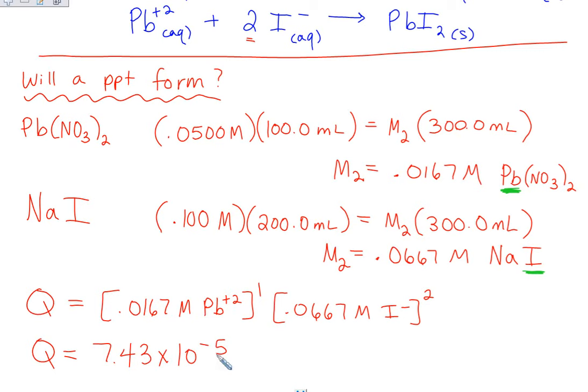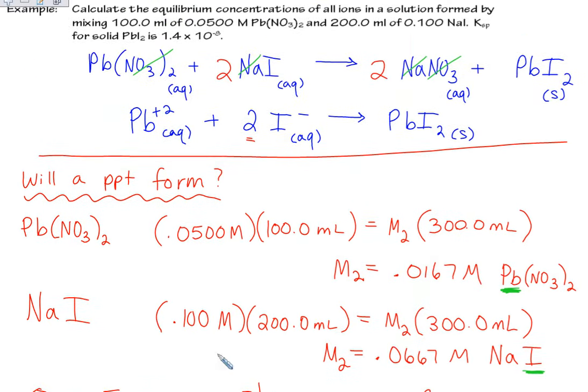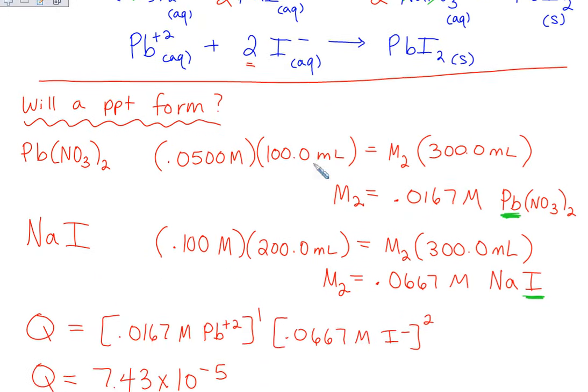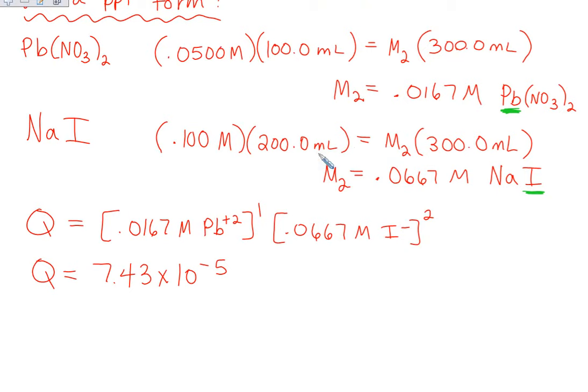They give me the K value. Whoa! K is tiny. Q is too big. Q is bigger than K. The ion product is too large. So how do I reduce the ion product? By forming a precipitate. So if they ask me, I would say yes, a precipitate forms. Which is kind of what we expected. If you've ever run this reaction, a precipitate really does form.